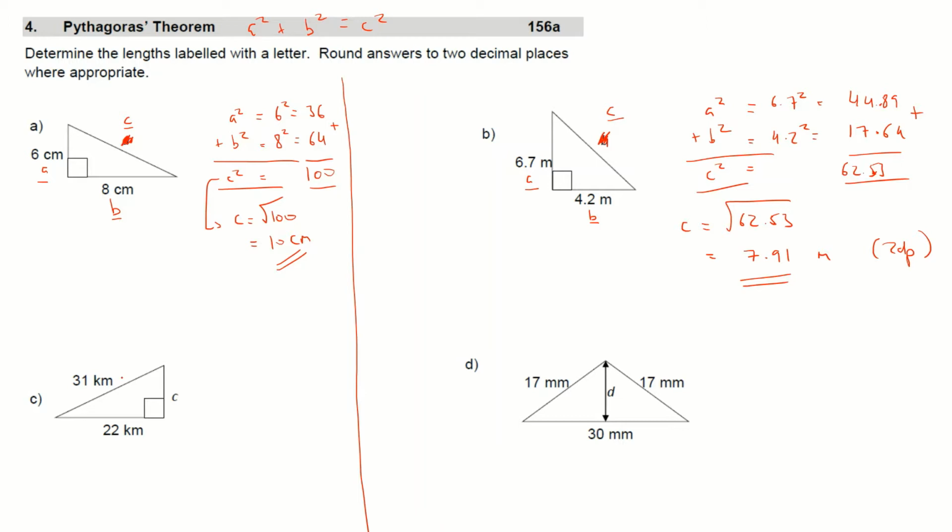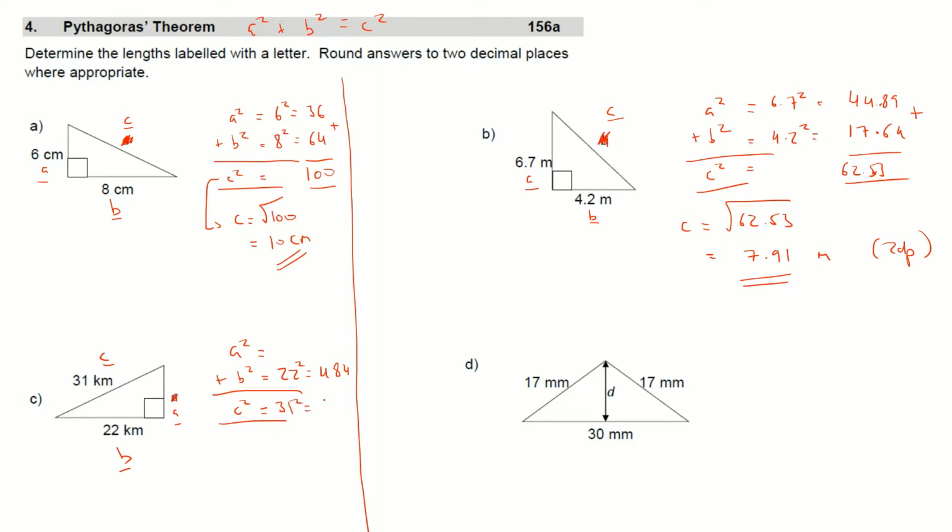On to question C then. Again, bad labeling here, okay? This is C. I'll call this B, and this should be called A really, because it's the shorter side. So again, A squared add B squared equals C squared. This time round, look, I can't work out A squared yet. It's blank. B squared, though, is doable. 22 squared is 484.